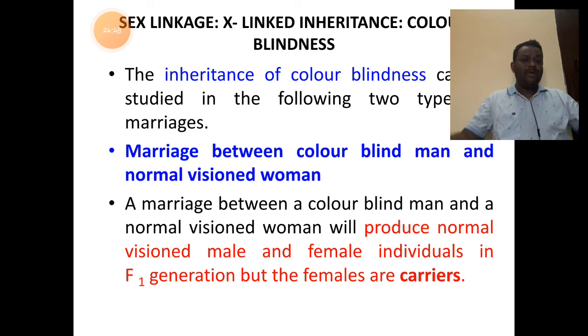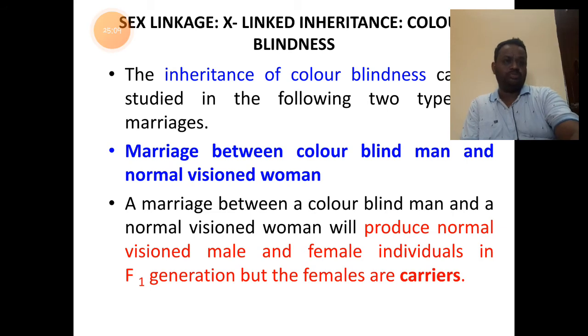Because when you see the cross, the X chromosome of the affected father is entering into the daughter. This is the condition. And the X chromosome of the mother will enter into the son. So all the individuals are normal in the F1 generation. But remember, females are carriers. They carry the affected gene on their X chromosome.